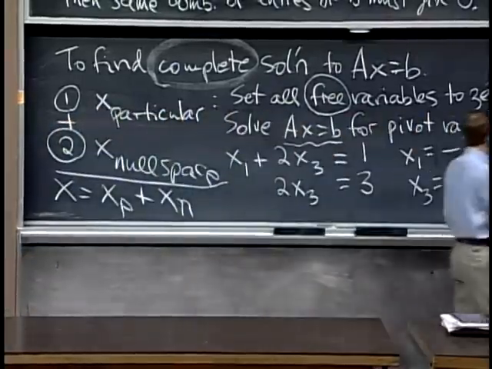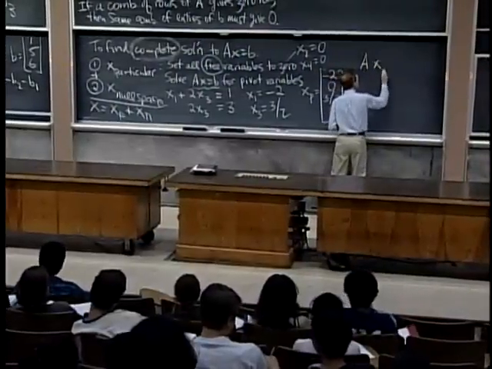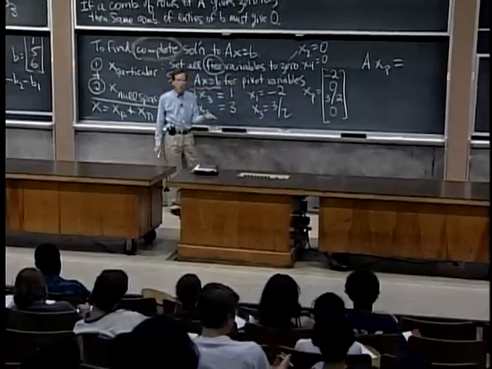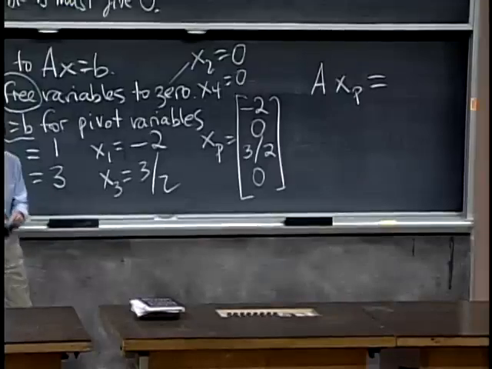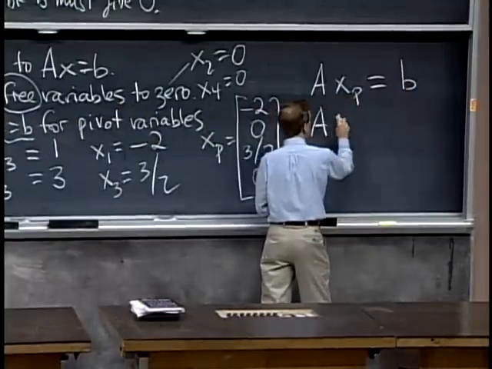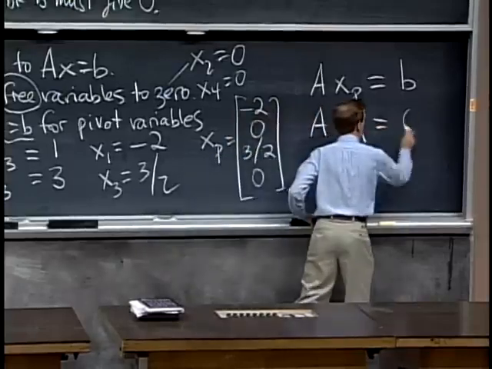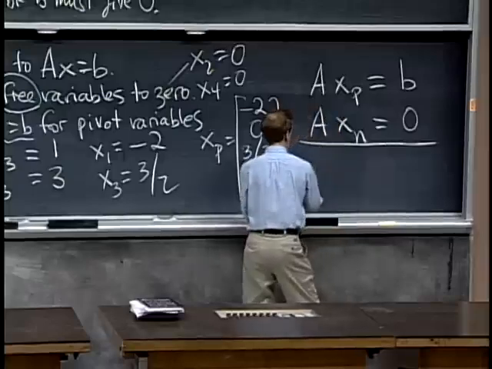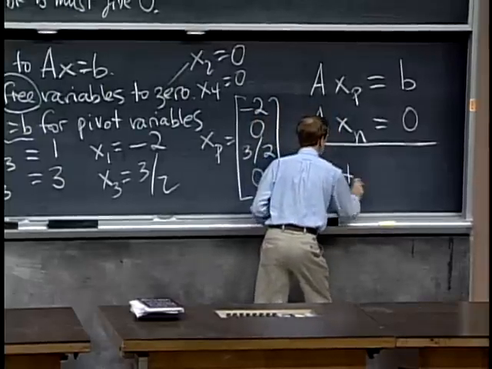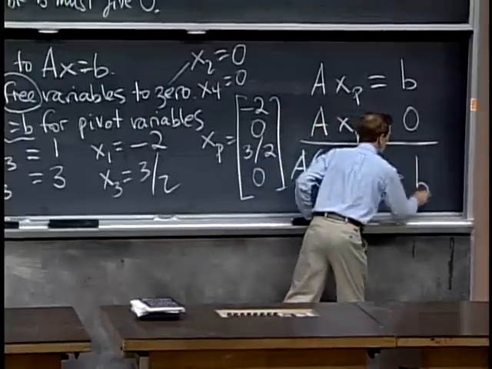Let me just put here the reasoning. A xp, so that's x particular. So what does A x particular give? That gives the correct right-hand side b. And what does A times an x in the null space give? 0. So I add, and I put in parentheses, so A times xp plus xn is b plus 0, which is b.